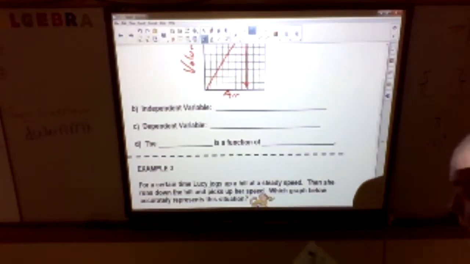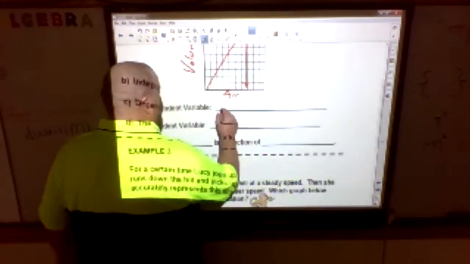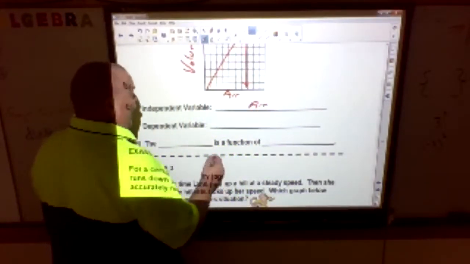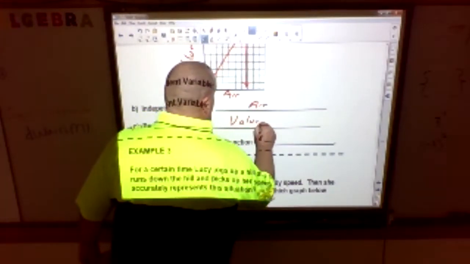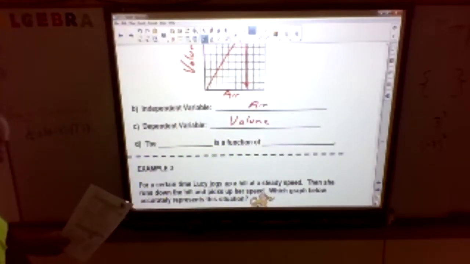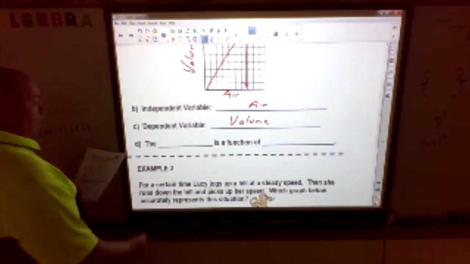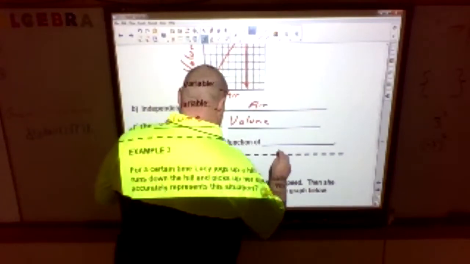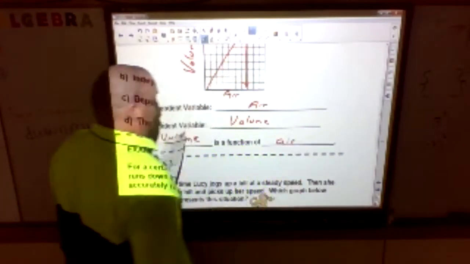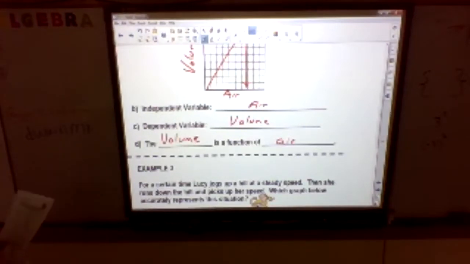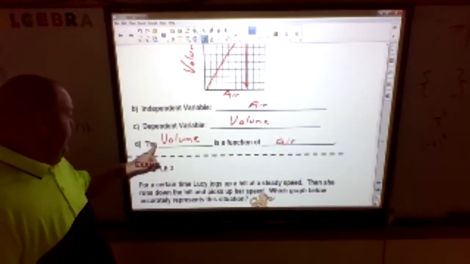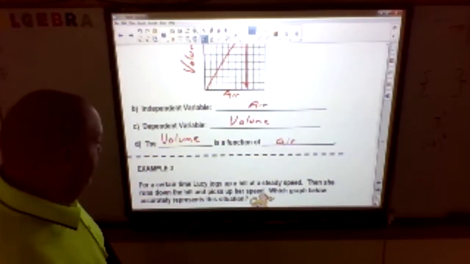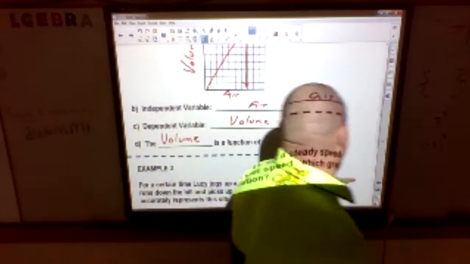All right, so B, the independent variable, this is the amount of air in the balloon. The dependent variable is your Y, so that is your volume, the volume of air you have in there. So the volume is a function of the amount of air you have in there. If you notice, both times we've been talking about the dependent variable being a function of the independent variable. That's how it's been in both examples, so keep that in mind.